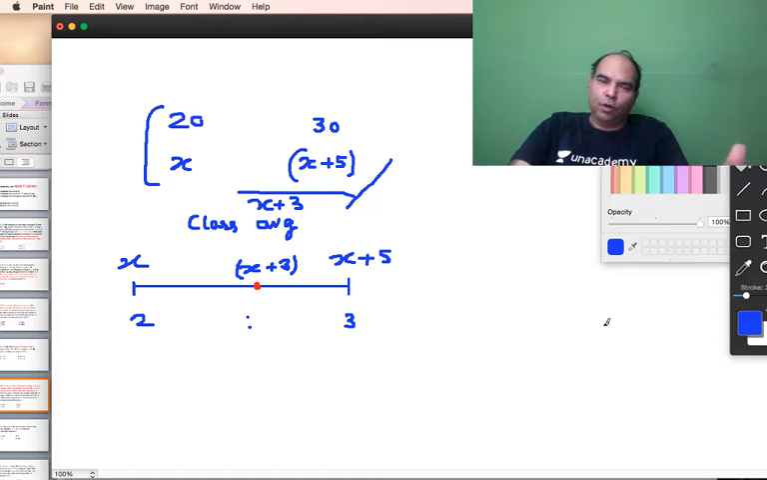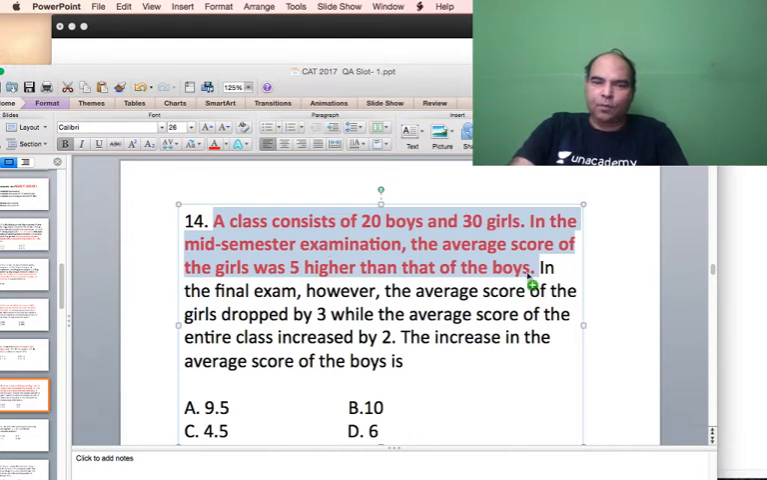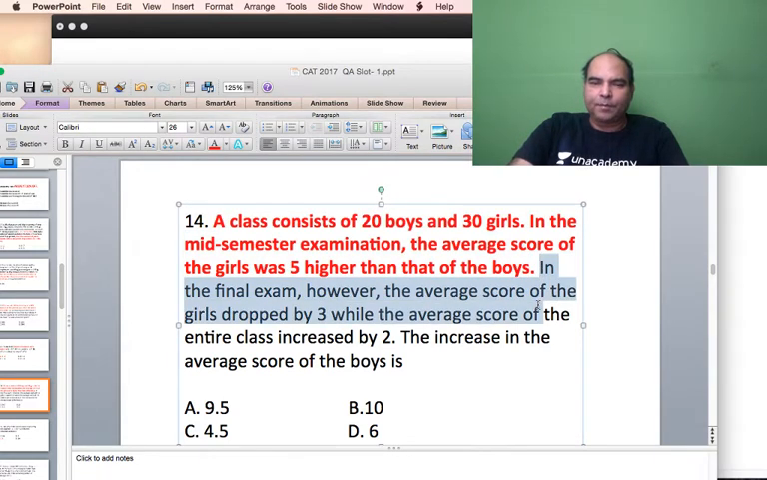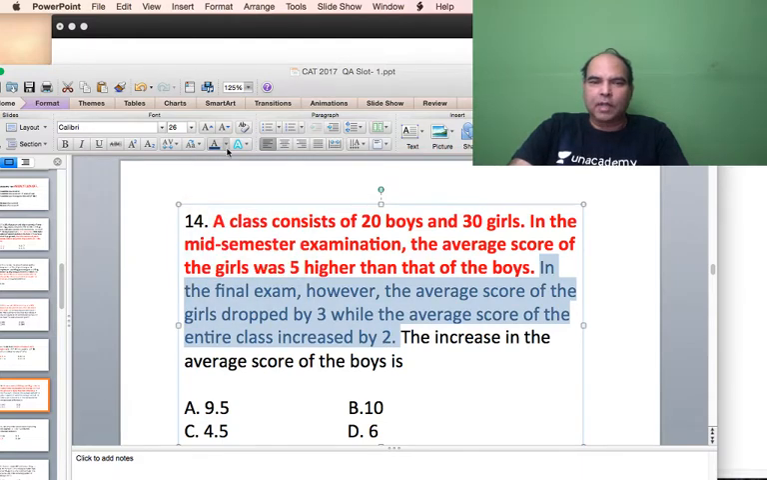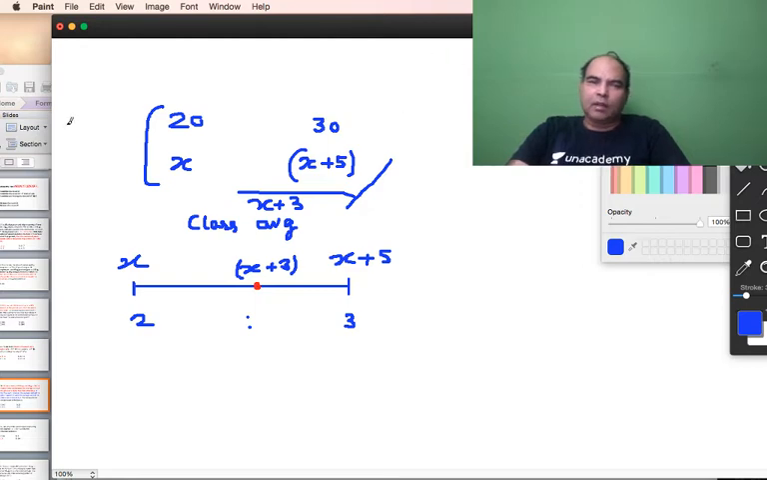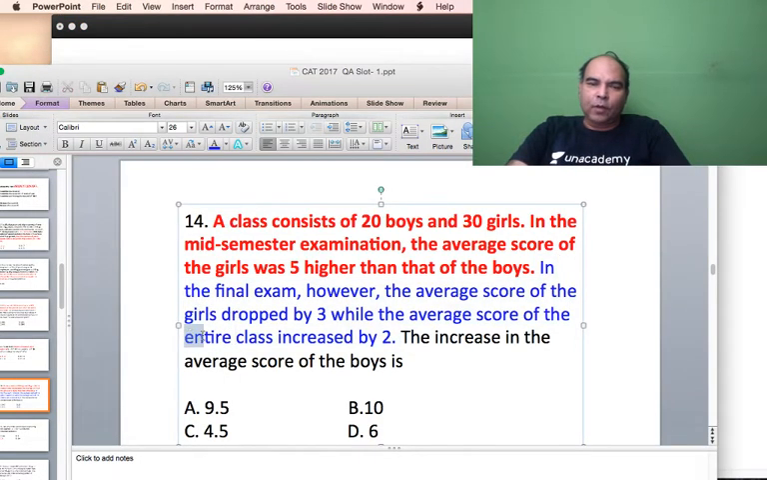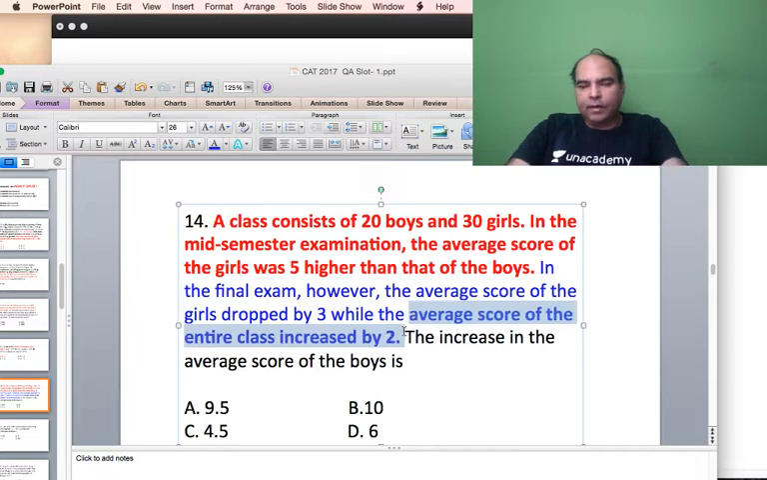So you already have x plus 3 with you, and then you move on to the remaining part of the question. So where does the question take you? The question says, in the final exam, however, the average score of the girls dropped by 3 while the average score of the entire class increased by 2. So when you are told this, that the girls' average score dropped by 3 and the entire class's average score increased by 2, that is when you realize that since this part of the question talks about the average score of the entire class as a trigger here, at this point you will have to find the average score of the entire class, in the previous case too.